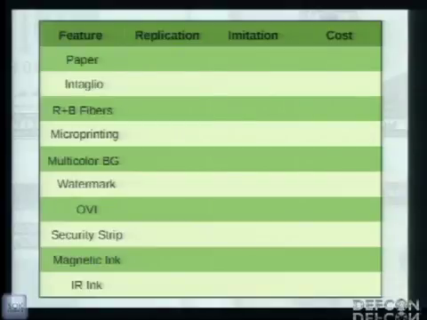Let me just also add that the feasibility of the replication and the effectiveness of the imitation are justified by research that I have done from millions of dollars of counterfeits that have since been successfully created and passed. So the paper is by far the most difficult and complicated feature of the bill.